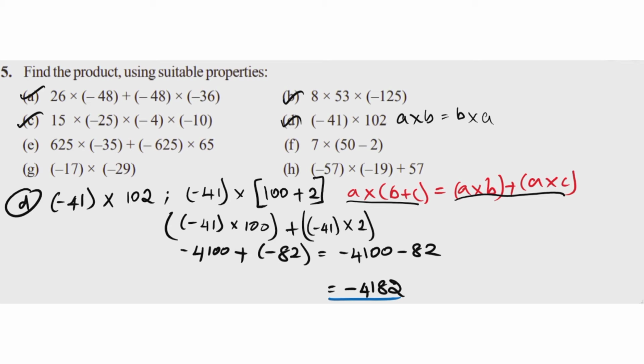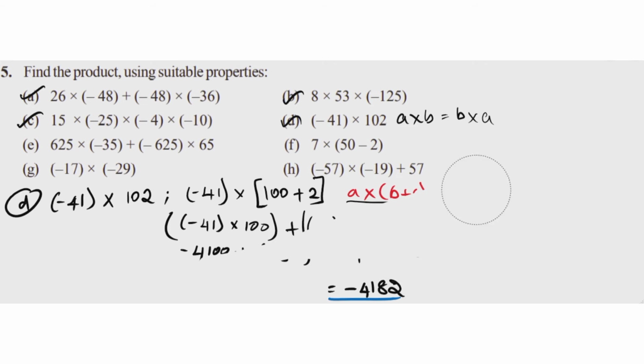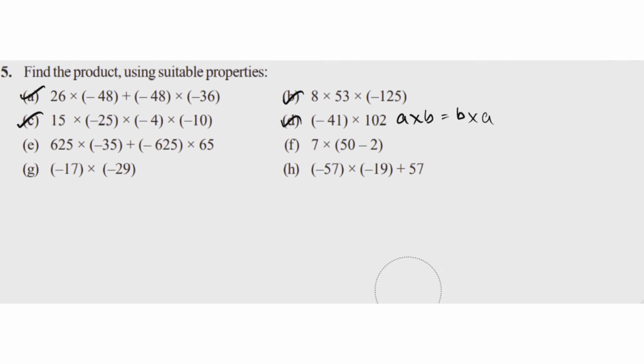So we can use here 2 properties, that is commutative property or distributive property. But distributive property is convenient here. Okay. So now I hope you understand this sum. If you are having any doubt, you may feel free to message me. Okay. So now we can move on to the E bit.